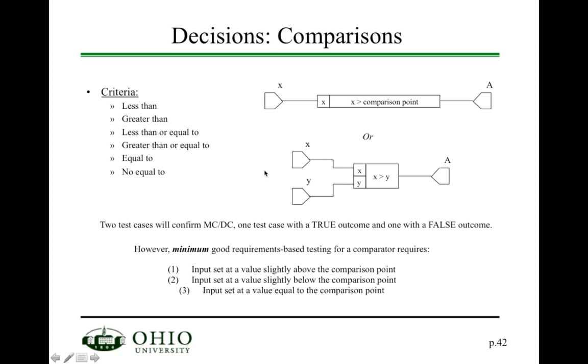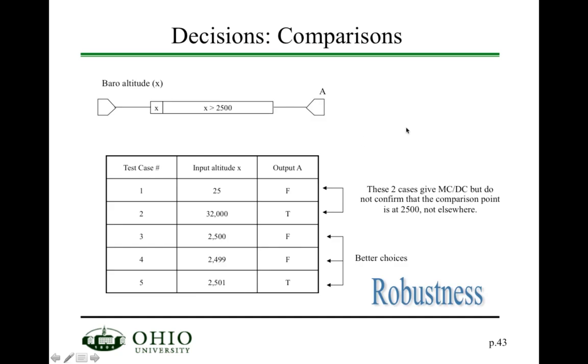And of course, you want to make sure that this is either true or false. So in this particular case, I'm saying x is larger than 2500. So if you would take this as a single condition, it needs to be true and false. So I could pick 25 for it to be false, 32,000 for it to be true, and then in this case I add the robustness test cases. So these would be better choices. I'm going to write exactly at 2500 and then slightly below, slightly above. So these 3 cases would be just sufficient.